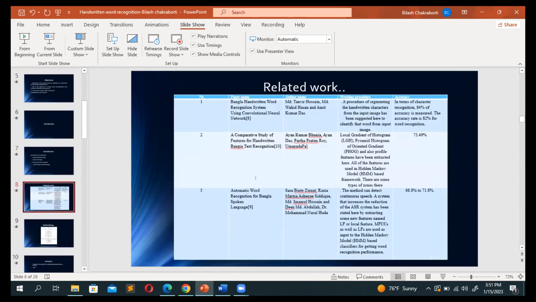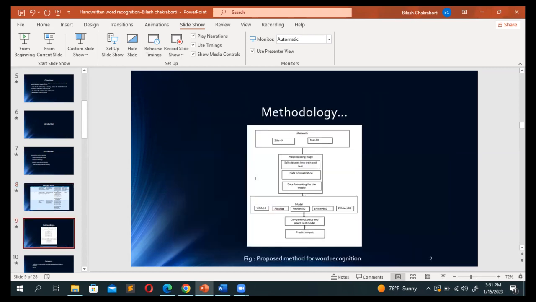Related work. I have highlighted here 3 different existing papers. The first paper is Bangla Handwritten Word Recognition System using Convolutional Neural Network, and 3 different existing papers have been included there. We can see the accuracy rate is not much more than 80 to 82% there. Now the proposed methodology.